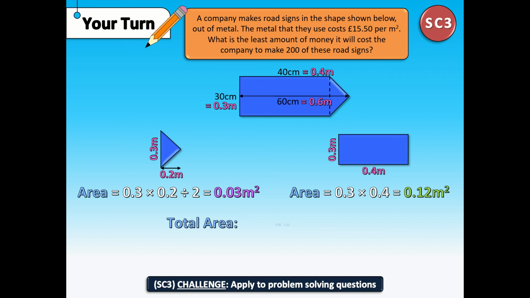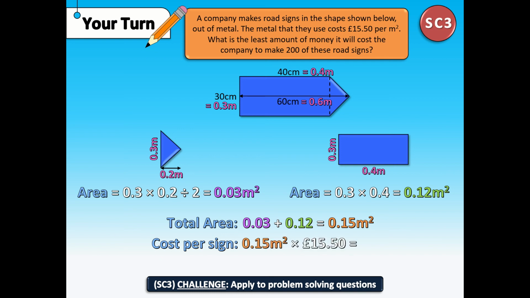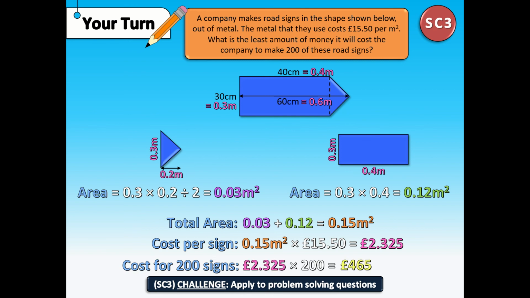So that's a total area of 0.15 meters squared. Now we work out the cost per sign. So metal costs £15.50 per square metre. So each sign will cost £2.325 to make. So for 200 signs, it's going to cost £465.